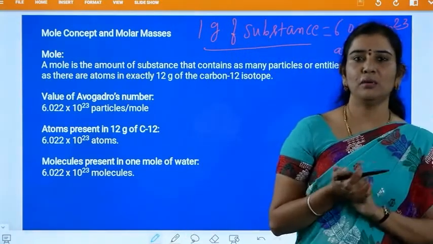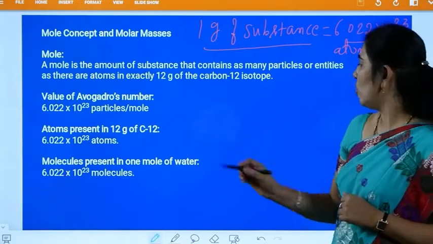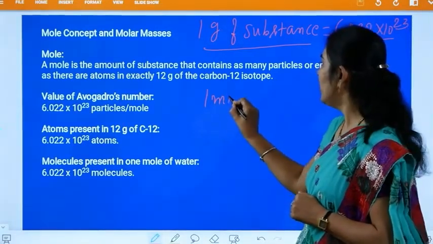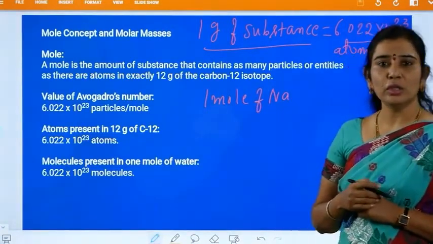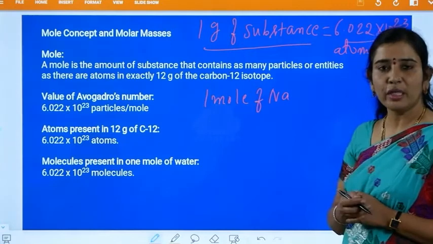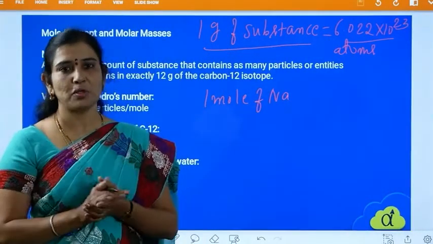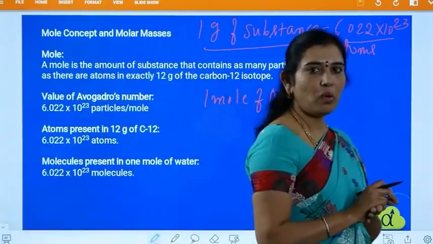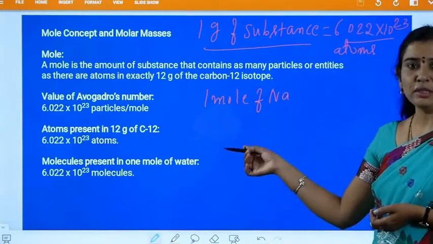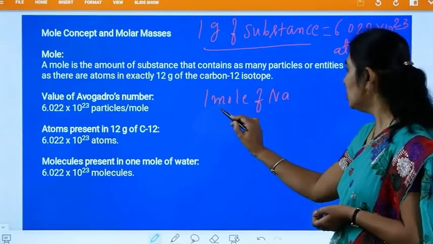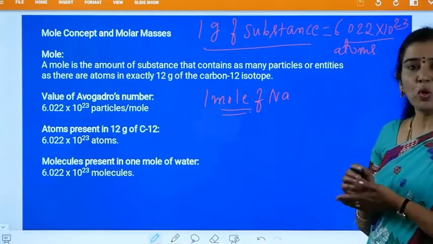Right? For example, you take sodium. I will express 1 mole of sodium, like that I will write. So what is that mole? Actually, it is a unit used to express the mass of a substance which contains atoms or molecules. To express that mass of a substance which contains atoms or molecules, we use the concept known as mole. Now, what do you mean by 1 mole of sodium?